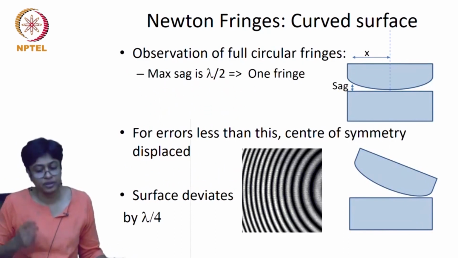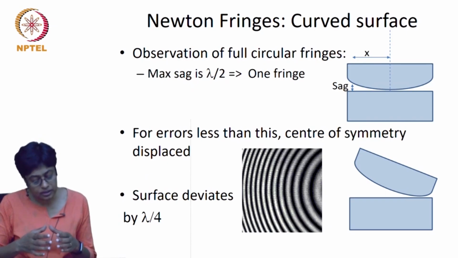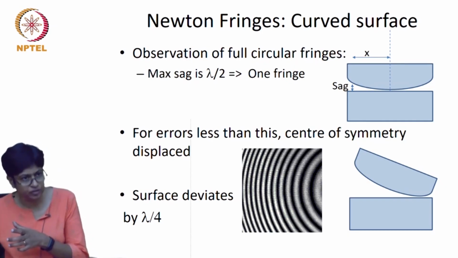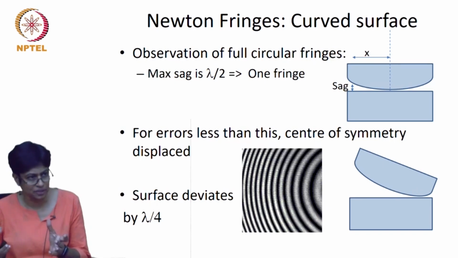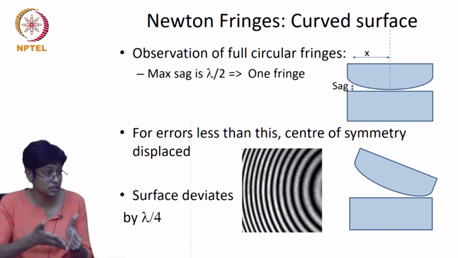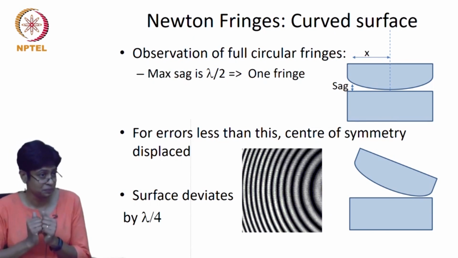You can go a step further. If I have a sag of lambda, I can see a fringe. But say the sag is less than lambda, what do I do? Say this optical path length is less than lambda, how do I make it? Then I am not going to get a full fringe. I need an optical path length to be at least a full fringe in order to see the fringes, right?